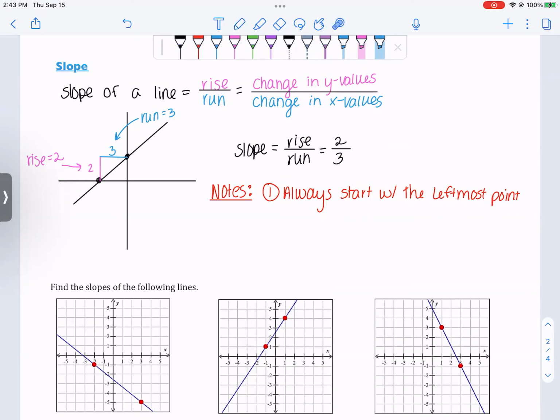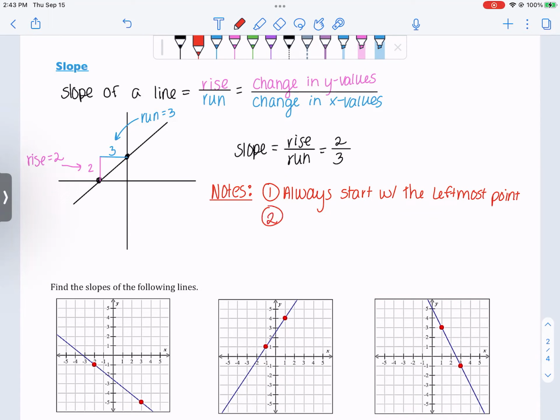Last time, you heard me say that when we're finding the slope, we always start with the leftmost point. You don't have to start with the leftmost point. I suggest it and I teach it this way because it's a nice rule to go by and it makes it very consistent. But if you go online and look at how other people do it, some people might not start with the leftmost point. That doesn't mean they're incorrect. That's just not how I teach it.